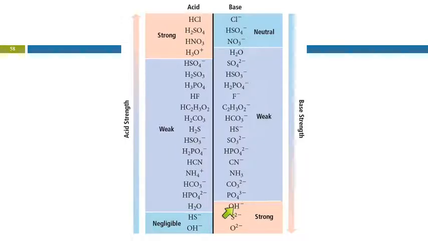We get down here, hydroxide ion is what we get from strong bases, sodium hydroxide, lithium hydroxide, etc. And then we've got sulfide and oxide. Those are also strong bases. Any questions?